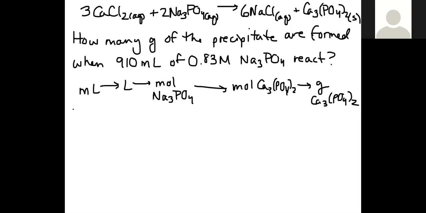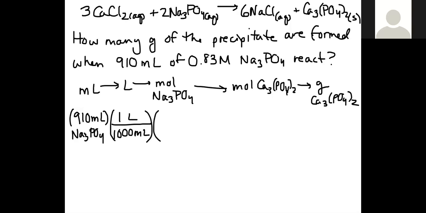I'm going to start with my 910 mils. What am I going to use to get from mils to liters? 1 liter is 1,000 mils. And sorry, I need to label what I have, Na3PO4. Sorry about that. Now, my next step is liters to moles. What do I use? Molarity. And I need to break it up into moles over liters. Do not put M over liters, put mol over liters, okay?